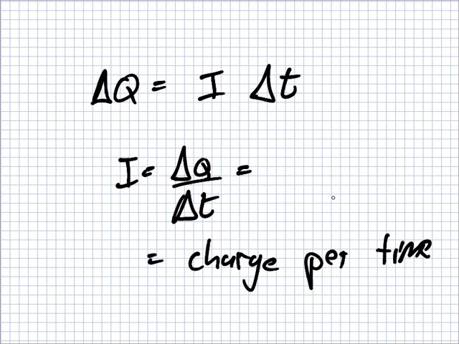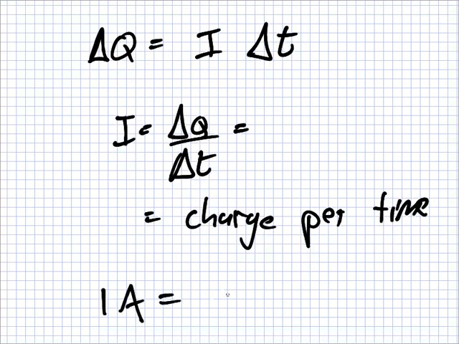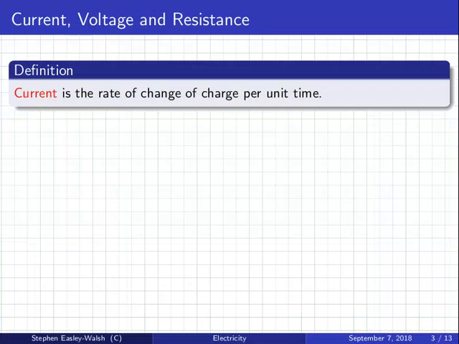Current is kind of the same thing. It's like charge per time, coulombs per second. So you can think of 1 amp as like 1 coulomb per second. It's like a speed nearly. Okay. So this is another definition of current. It's a simple definition. Current is the rate of change of charge per time. Okay, so if you can write that definition down, and there it is as a formula.